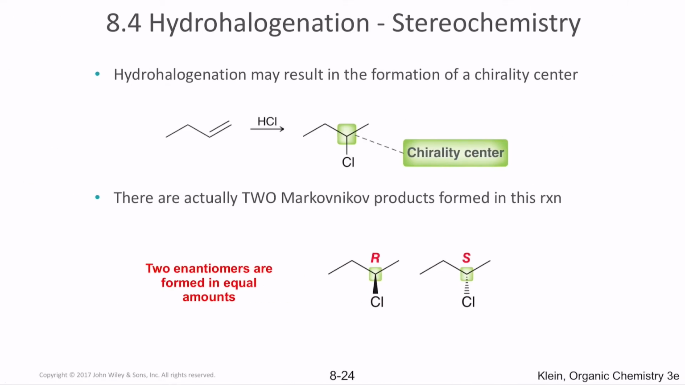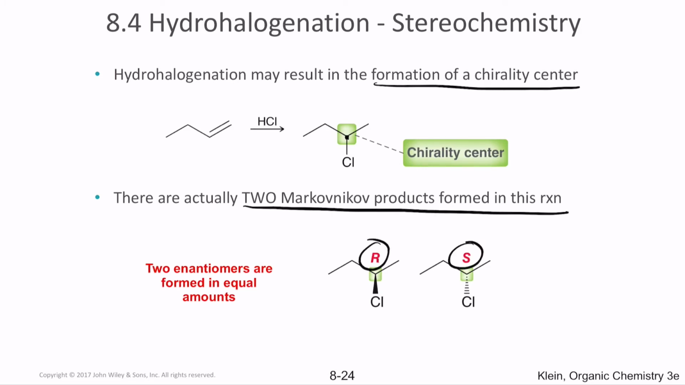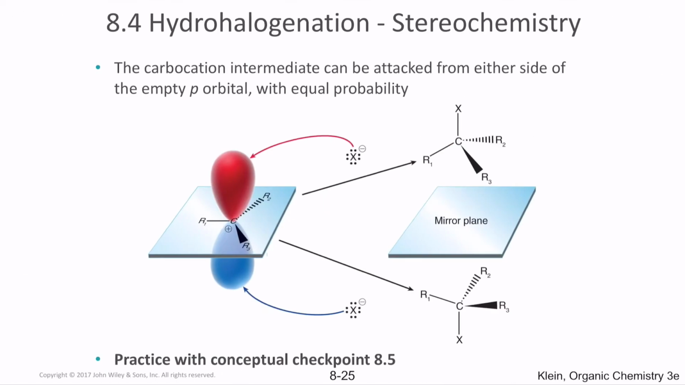Now, hydrohalogenation can result in the formation of a chirality center if there is none at that point. For example, here there is a chance that this creates a chirality center. That chirality center formation involves two Markovnikov products. You end up getting both R and S in equal amounts, in a 50-50 process. So remember that here you get a racemic mixture.